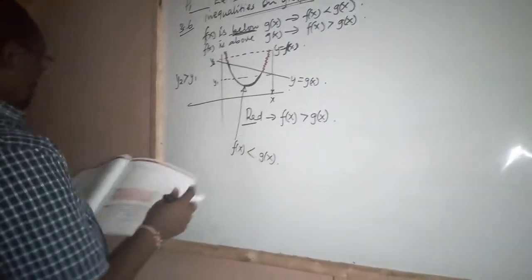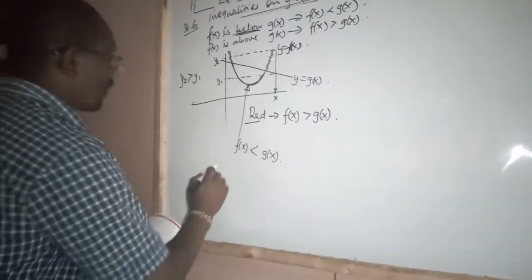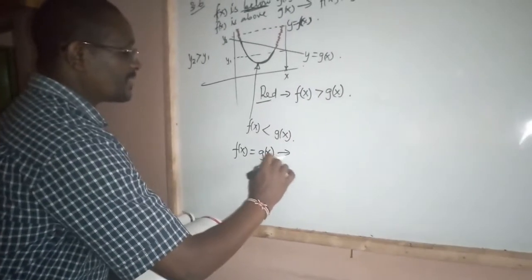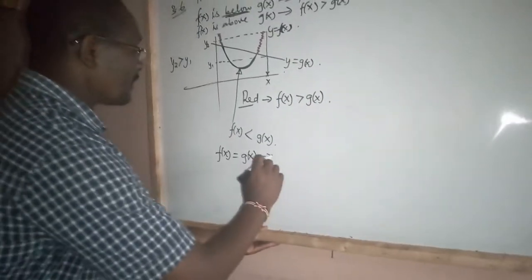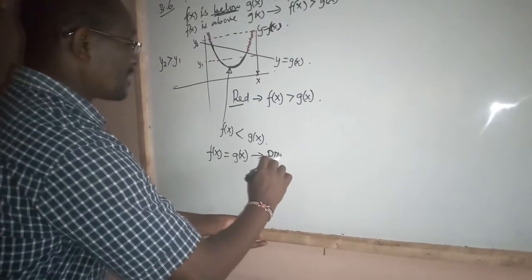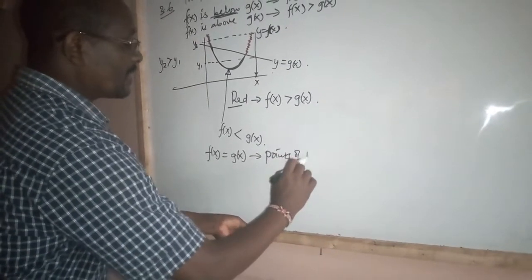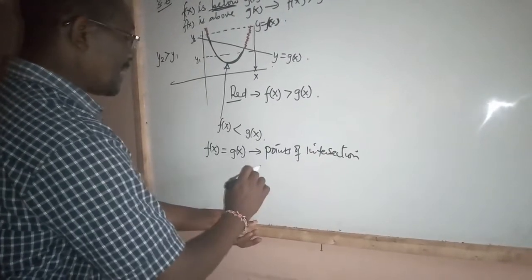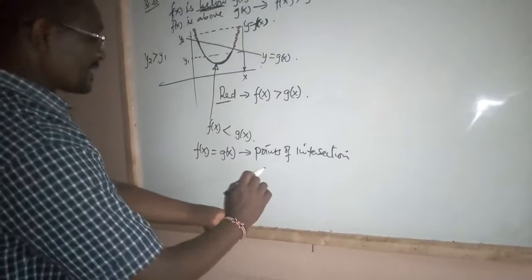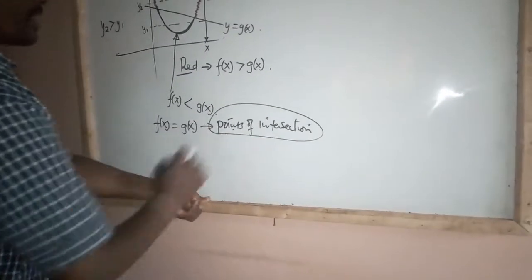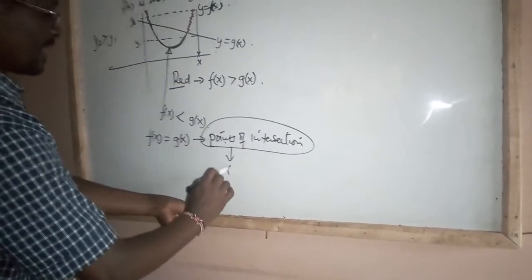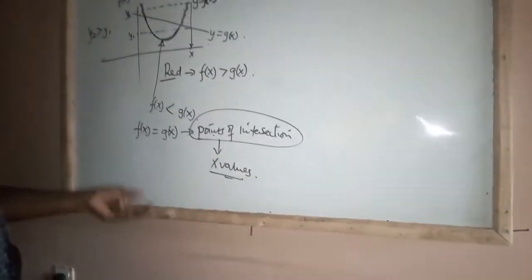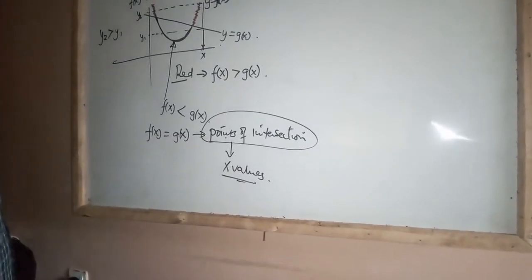Before we leave this, the solution to the equation when f(x) is equal to g(x) highlights the point of intersection. These are the x values at the points of intersection, and those are the solutions of f(x) equals g(x).